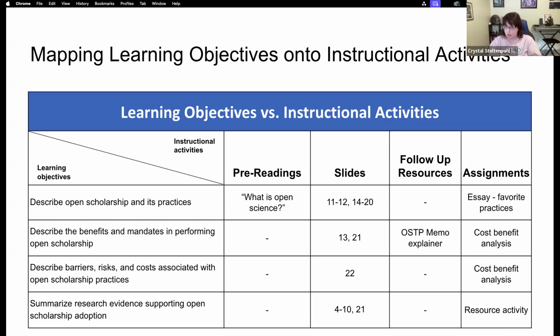Open scholarship is the most common term, but I tend to see it as the broadest term. And then to me, open research is slightly broader than open science. Open science tends to focus a lot on experimentation.